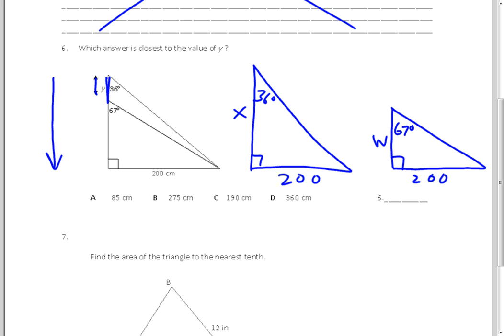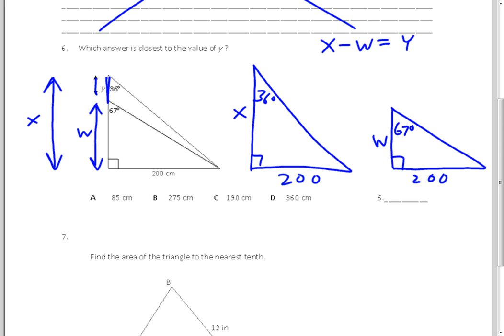So from here to here is which variable? X. From here to here is which variable? How can I find Y? X minus W. Correct? If I know this and subtract this, will I get that? Yes. Well, you've got 2 trigonometric problems that will get you your X and your W. Go ahead and do that right now.